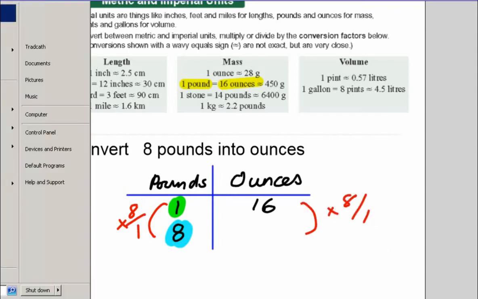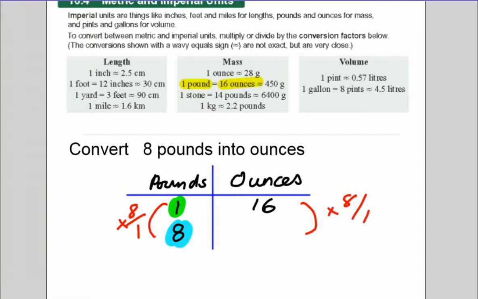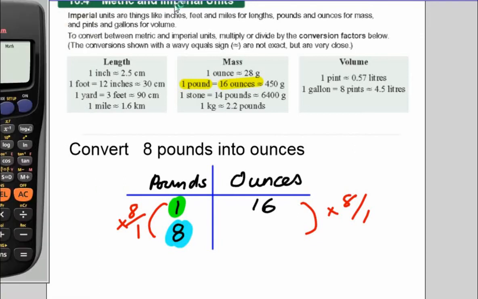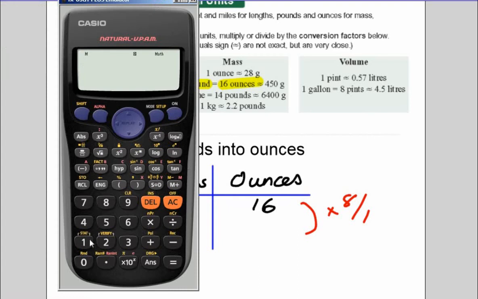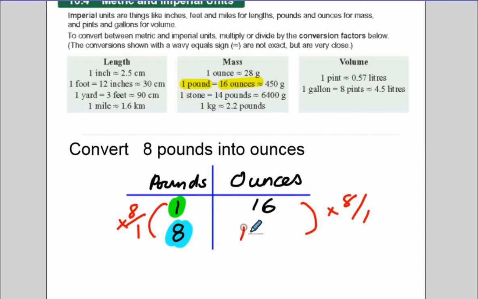Let's hope this works better than the last video. Just bear with me. Just get the calculator to fire up. Here we go. And let's have a look.